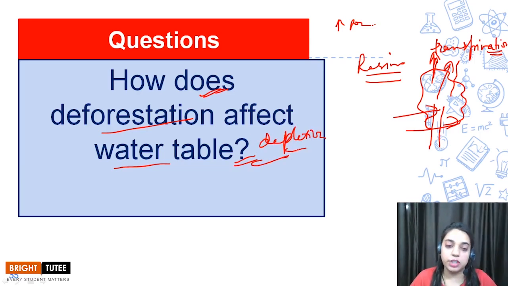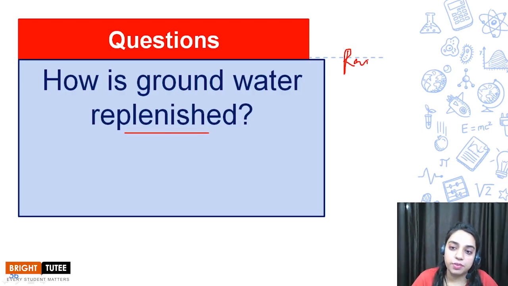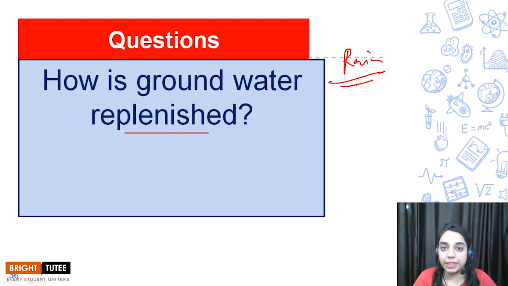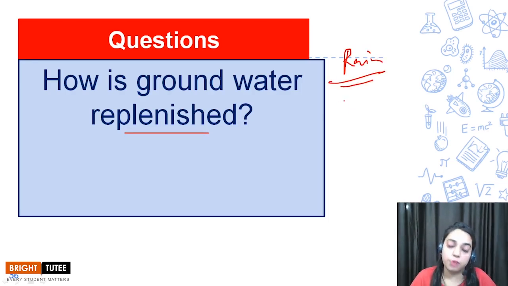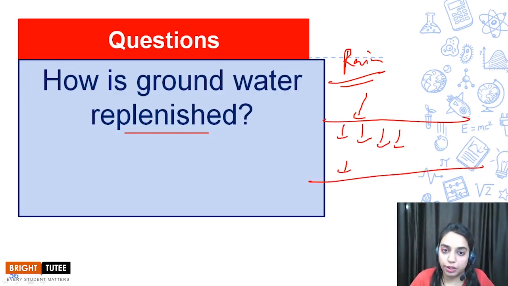So let's move to the next and the last question, which is how is groundwater replenished? So children, groundwater is replenished by rainfall. When rain falls on the catchment areas or on the open ground surface, the rainwater seeps through the soil, and when it seeps down the soil, it will replenish the groundwater. So children, groundwater is replenished by rainfall.